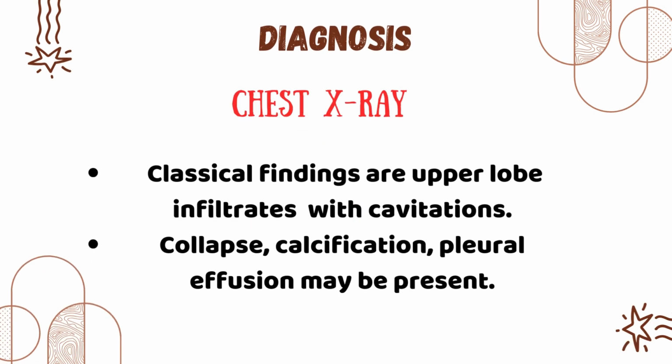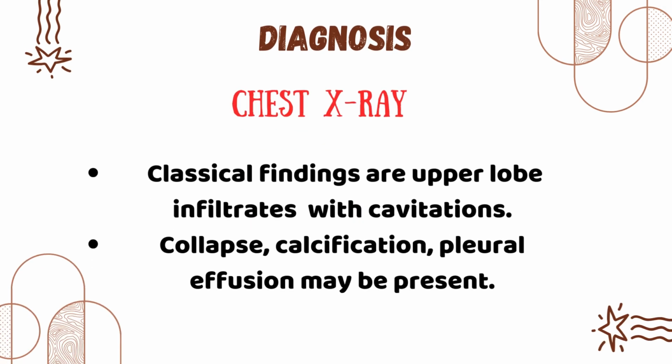On a chest X-ray, the classic signs of tuberculosis include upper lobe infiltrates with cavities. Additional findings may include lung collapse, calcifications, and pleural effusion.